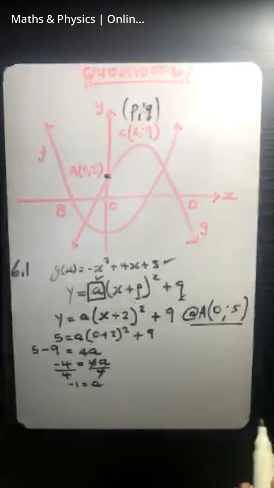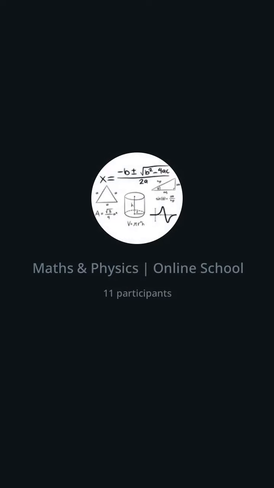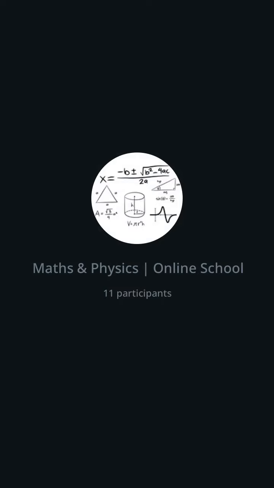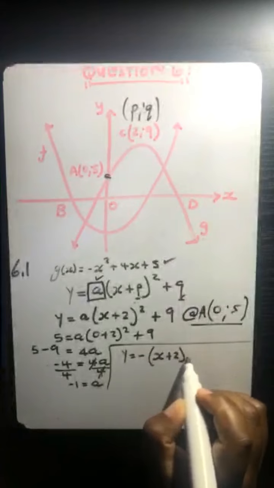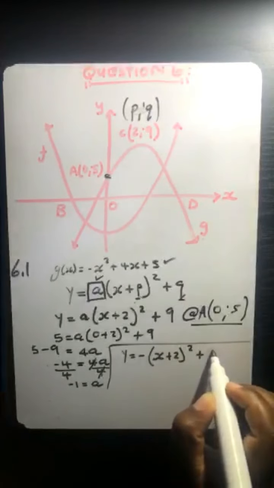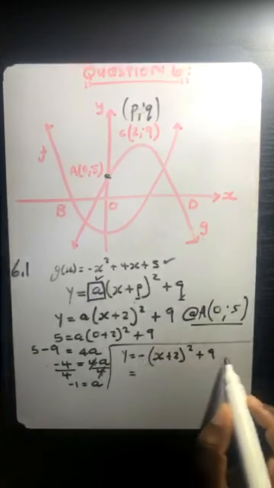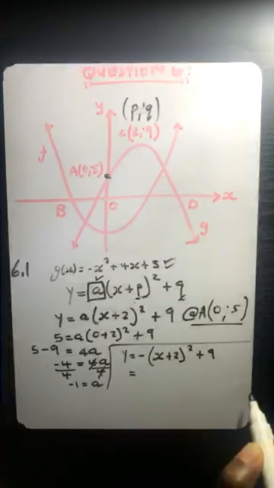Then we have our a value being equal to negative 1, which means we have y equal to negative 1 into x plus 2, squared, plus 9. So all that we need to do is just to expand this and write it in that format. Let's see how far we can go with that.